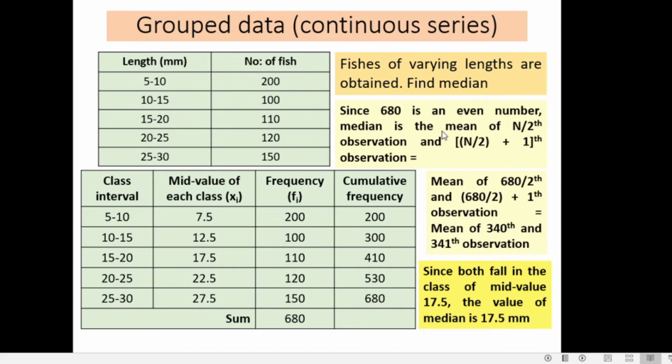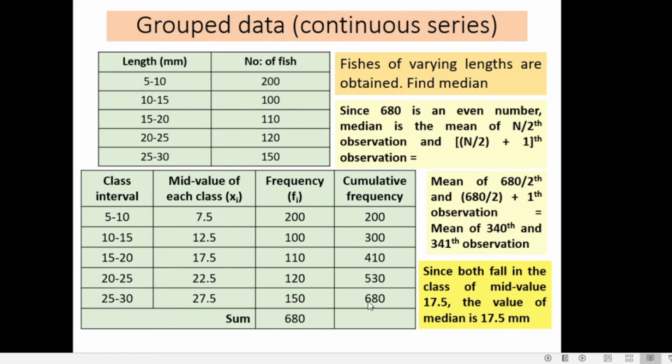So 680 by 2 is 340 and 680 by 2 plus 1 is 341. Now we go to the cumulative frequency table. All the first 200 values come under this cell. 201 to 300th observation come under this. 301 to 410th observation come under this. 411 to 530 come under this class. And 531 to 680 come under this class.